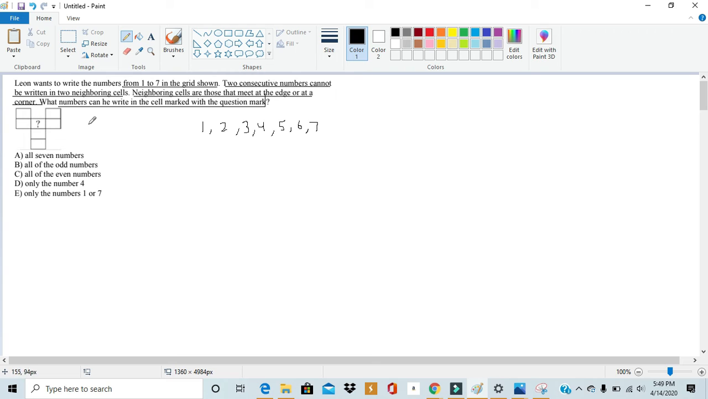Now, what other numbers in our set can only have one consecutive partner? 1 and 7. No other number. If we have 3, there are two consecutive integers around 3: 2, which is one less than 3, and 4, which is one more than 3. And the same can be said about every number except for the numbers at the extremes, like 1 and 7. Now these numbers only have one number that's consecutive to them. 1 only has 2, and 7 only has 6. So only these two numbers, the extreme numbers, can go in the cell with the question mark, giving us an answer of E.